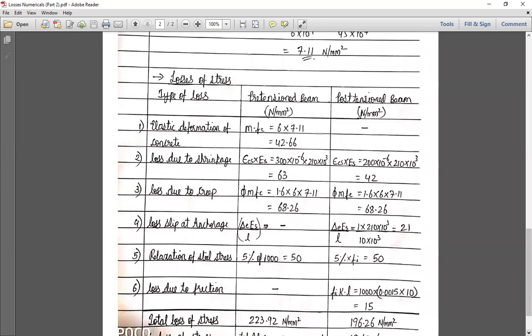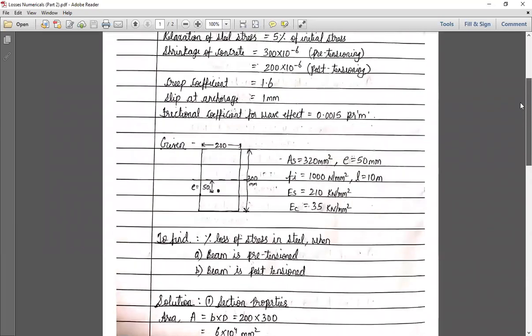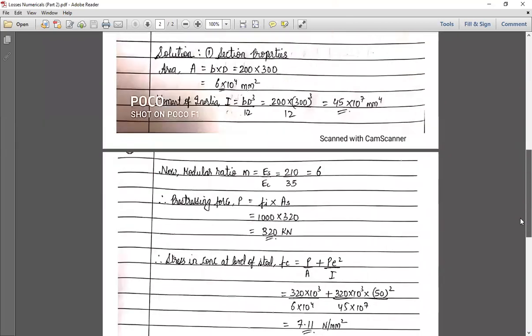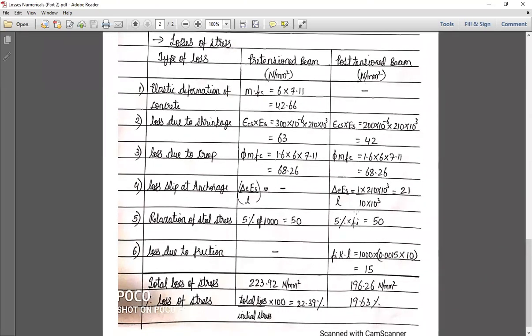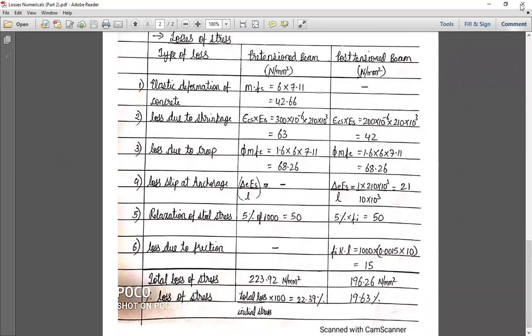Next, loss due to slip at the anchorage. Okay, so remember this loss due to slip at the anchorage is only considered in post-tensioned members and not in pre-tensioned members. So again, okay, slip at the anchorage it is given 1 mm. So this is given to us in the question. So therefore, slip at the anchorage is 1 mm, ES is given to us and span is also given to us. So we got the loss due to slip at the anchorage and then loss due to relaxation of steel stress.